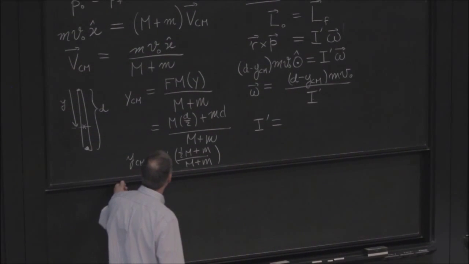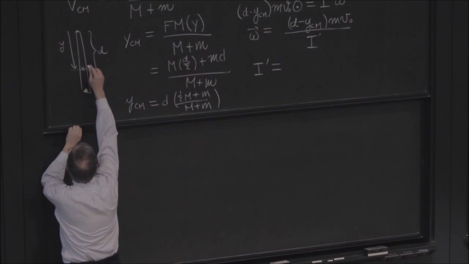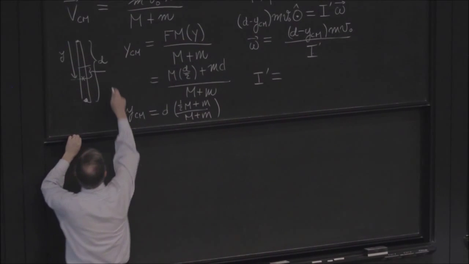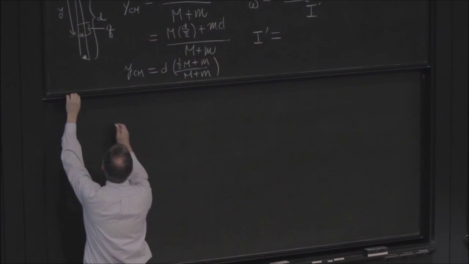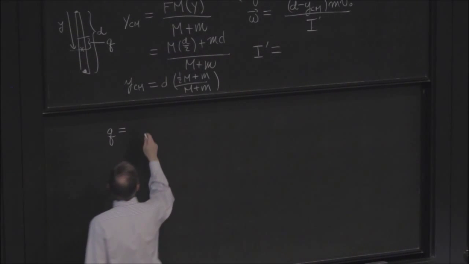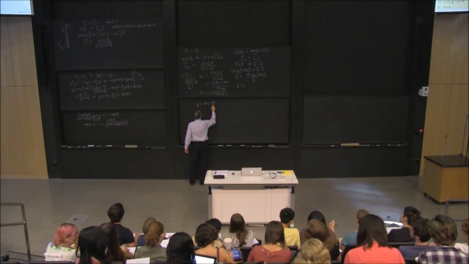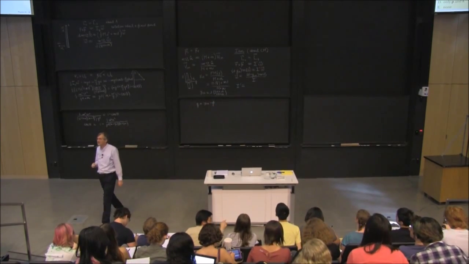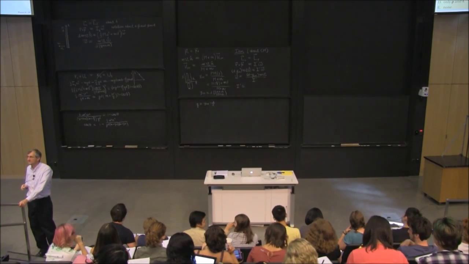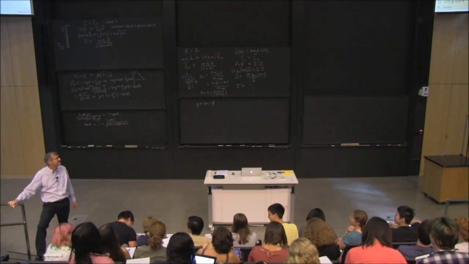So let's figure out how far the center of mass is. Let's call that, give me a letter. Q. Okay, Q. All right, let's find Q. Q is equal to YCM minus D over 2. I don't want to do any integrals, and I want to use the parallel axis theorem on the rod.